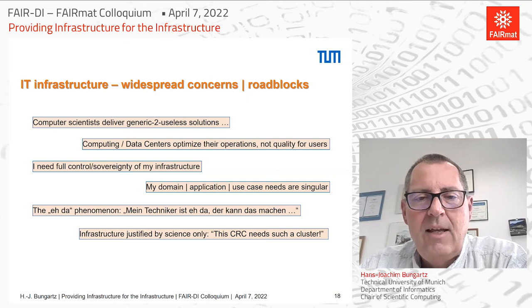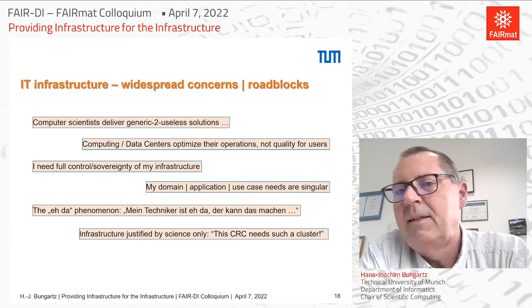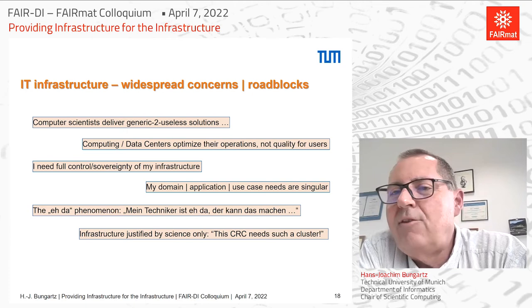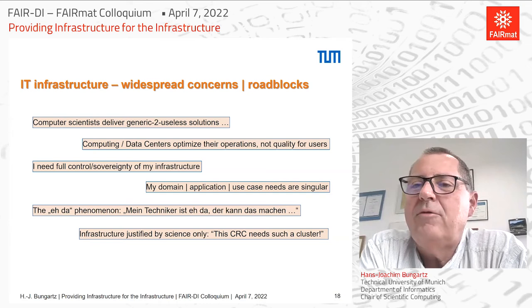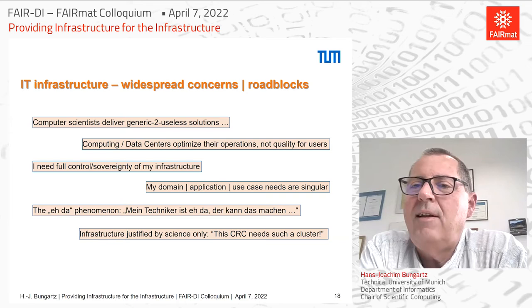And then there is something a bit more problematic: a lot of infrastructure that is justified by science only. For example, if a group of scientists applies for a Sonderforschungsbereich, a collaborative research center, or an excellence cluster in the excellence initiative, there is typically a part related to infrastructure. In some chapter it is mentioned that, looking at the research activities of the researchers involved, all are doing computations and data analytics. So we need a machine or system particularly dedicated to this project. And then they ask for that.